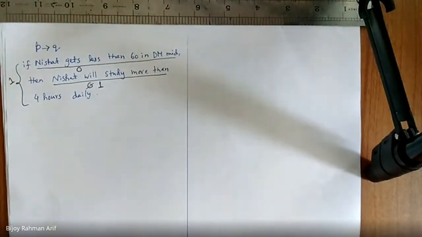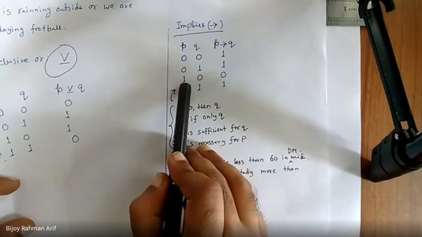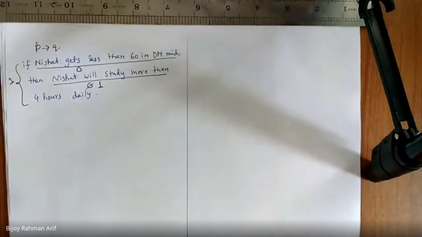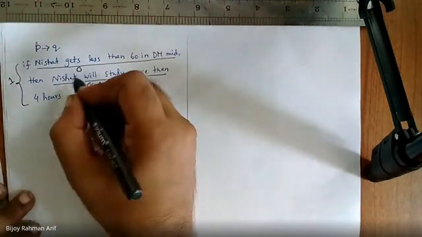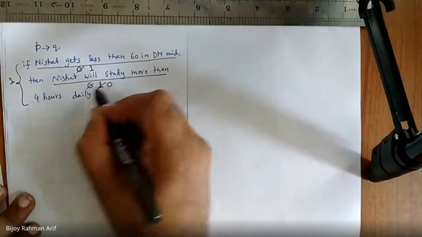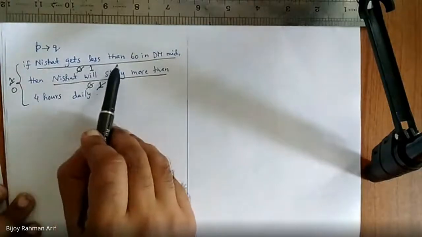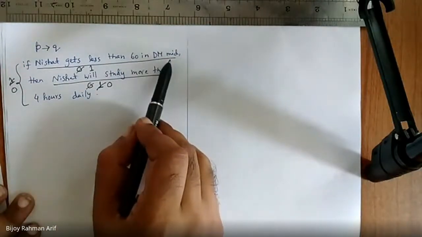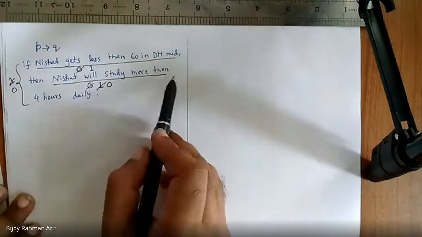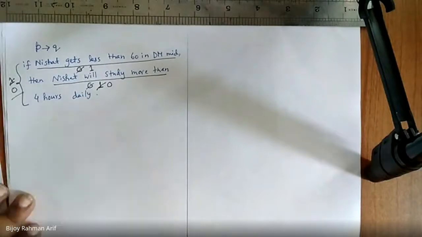Right? So let's go back over here. When P is 1, Q equals 0, then P implies Q equals 0. So if it is 1, it is 0, then the whole thing is 0. It means Nishad gets less than 60 in discrete mathematics, that is true, still Nishad is not studying more than 4 hours. She is completely breaking the resolution. That's why it is false. Did you get it?